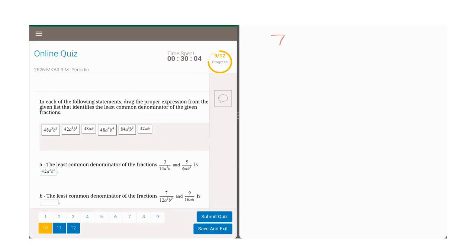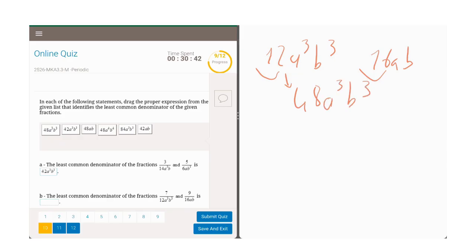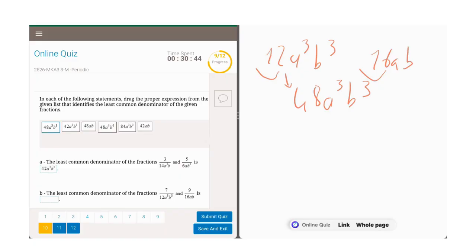For the second part, I won't write the numerator. We have 12a cubed b and 16ab cubed, and we need to find the LCD. So the lowest common multiple of 12 and 16 would be 48. 12 times 4 would be 48, and 16 times 3 would be 48. And then we take the highest power of every variable again, so we'll have a cubed and b cubed. So that would be our answer: 48a cubed b cubed.